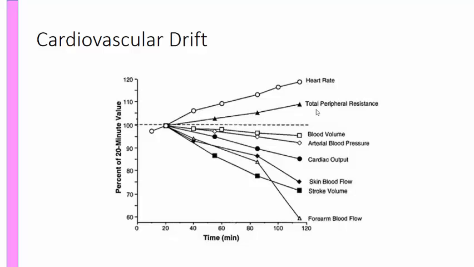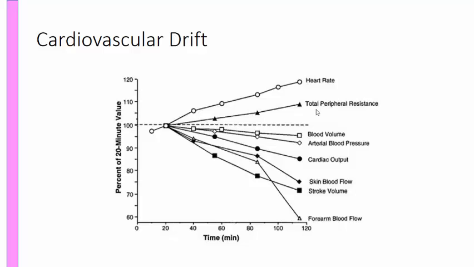Now let's talk about this idea called cardiovascular drift. Cardiovascular drift generally occurs mostly during endurance type activities in the heat. You have to exercise for at least an hour to really see cardiovascular drift, so it's an endurance type activity. You're not going to see cardiovascular drift occur as much if you're doing sprinting type activities.